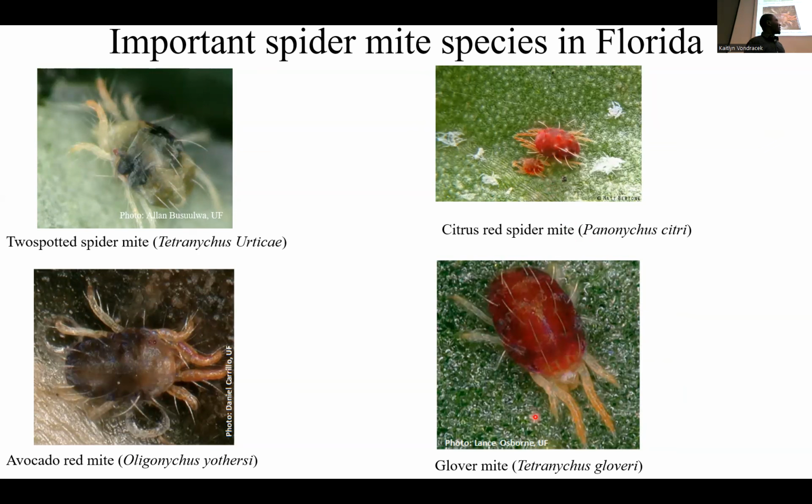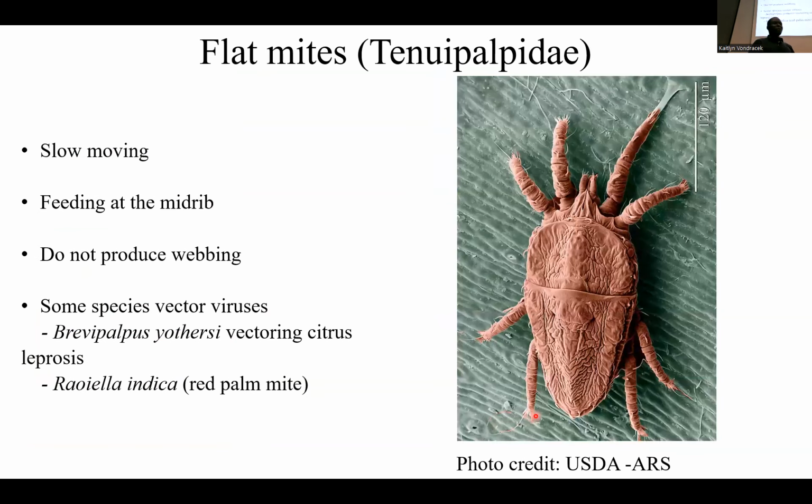And then we have the Glover mite, Tetranychus gloveri. I've not yet seen this here, but I know in Miami it's readily available. So now we can move on to the next exciting group. I mean, it's exciting, but it causes a lot of issues. The flat mites, and that's what they are. They're just flat. They're just flat mites.